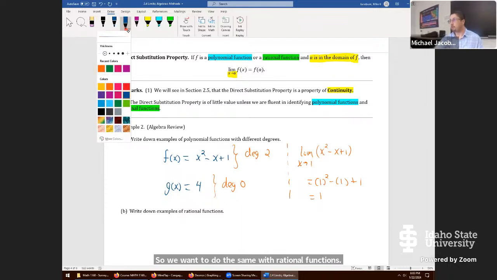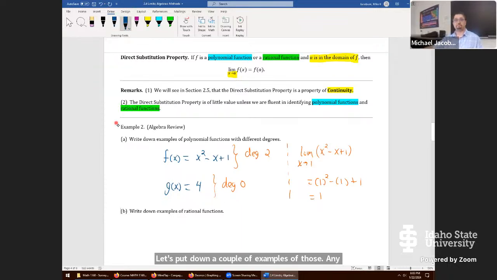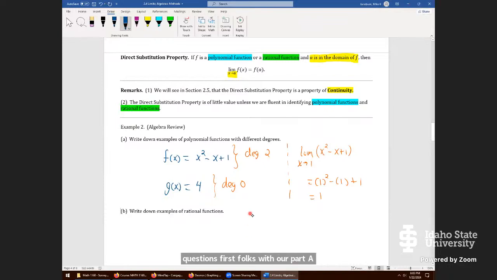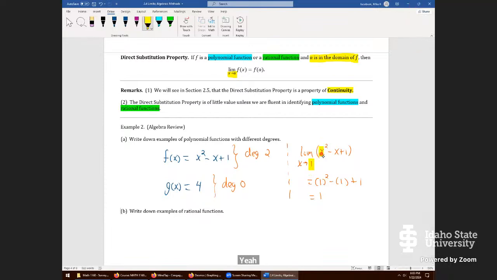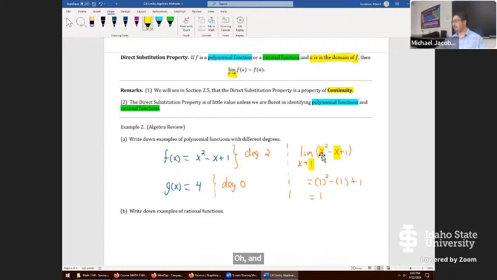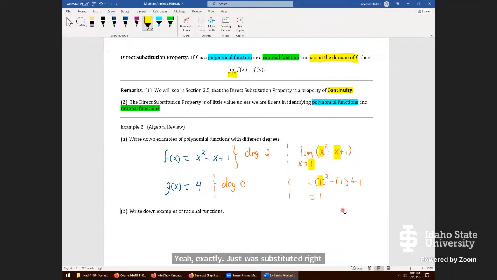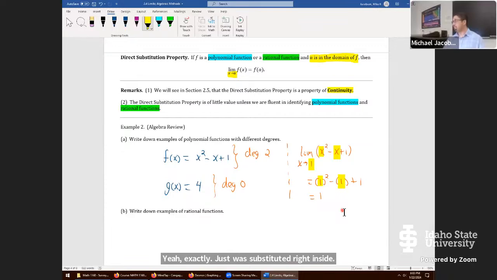Any questions first, folks, with our part A? Yeah, how exactly did you just get the second line of that? On this line right here? Yeah. Pretty much all I did was I took this 1 and everywhere you see x, substitute it. Yeah, exactly. It was just substituted right inside. Oh, okay, thank you. Yeah, you bet. Other questions so far? Okay, thanks for asking about that one.